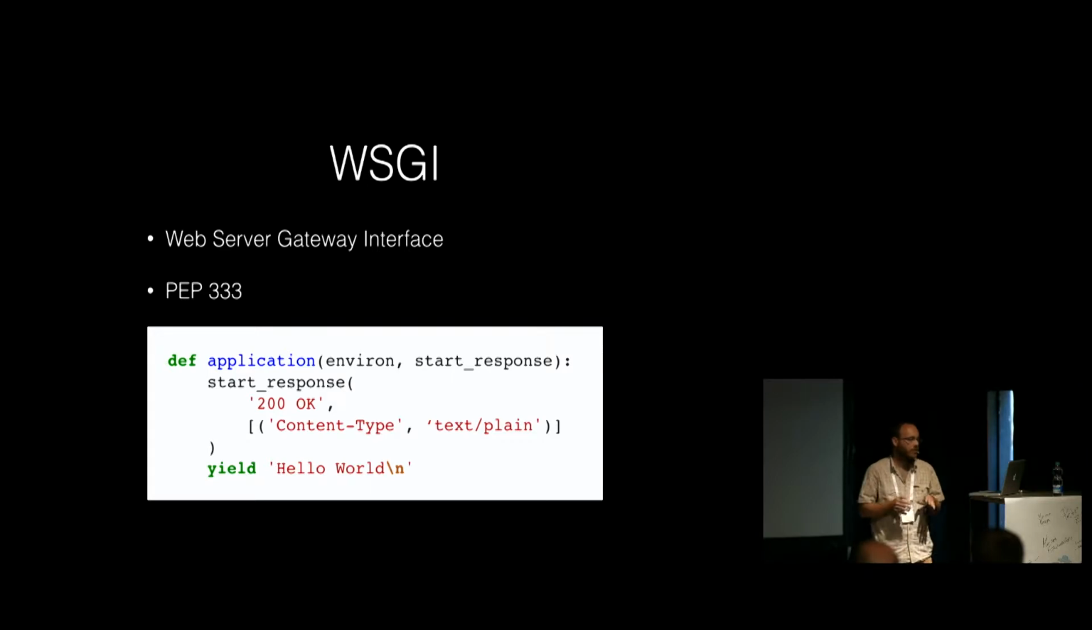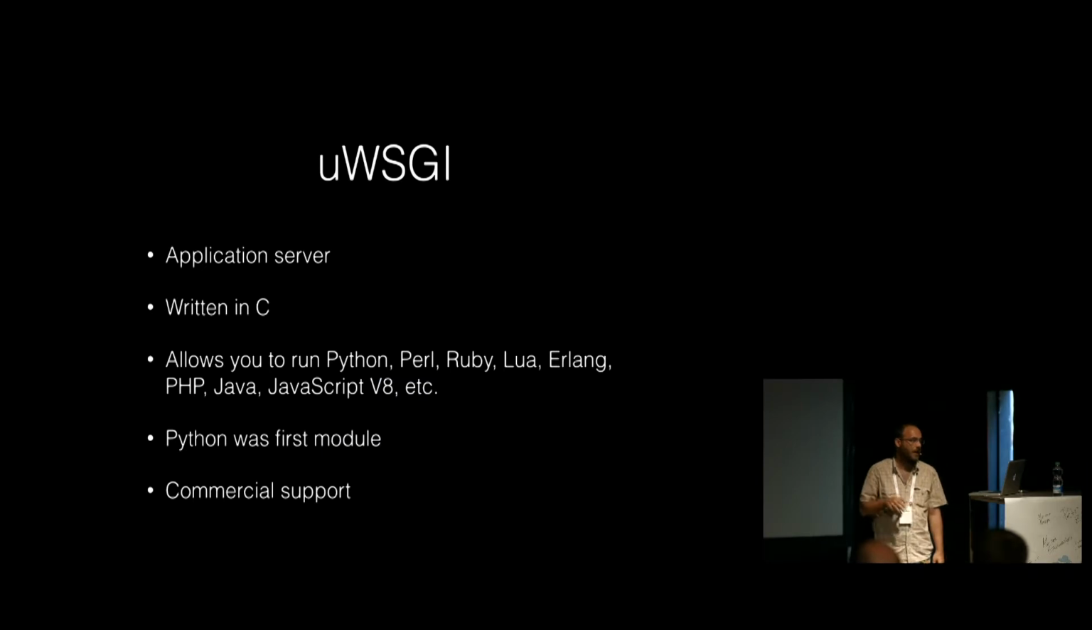Even if you are using Django, Flask, Bottle, or whatever framework, look at the interface and try to find out and know how it works. uWSGI is an application server written in C. It allows you to run many languages, Python, Perl, and so on. Python was the first module or plugin in uWSGI, and uWSGI also has commercial support.